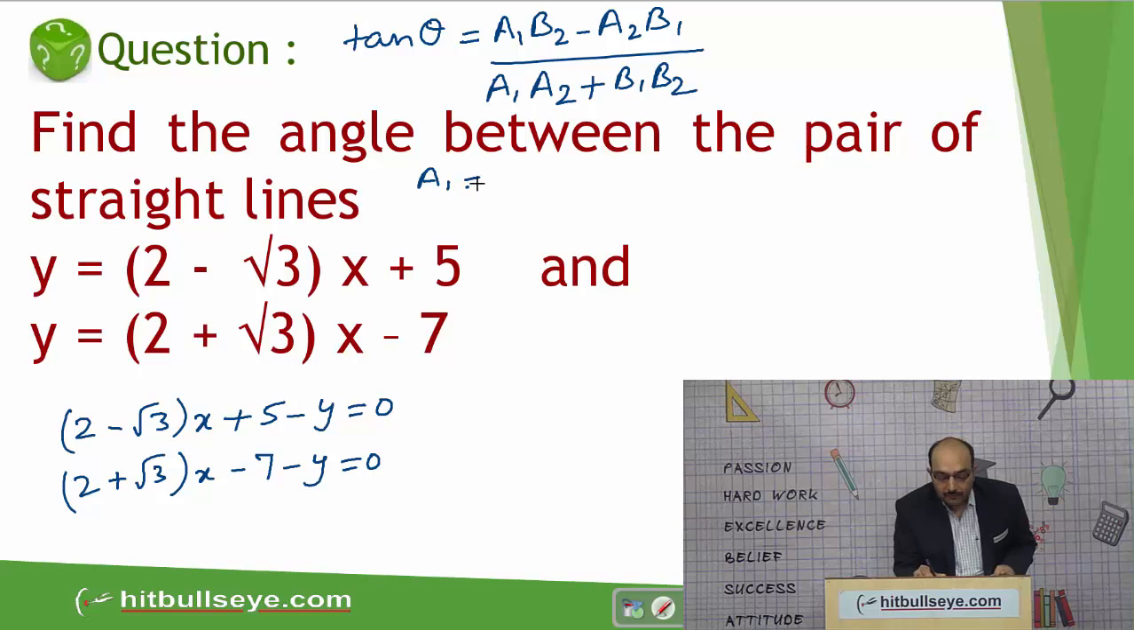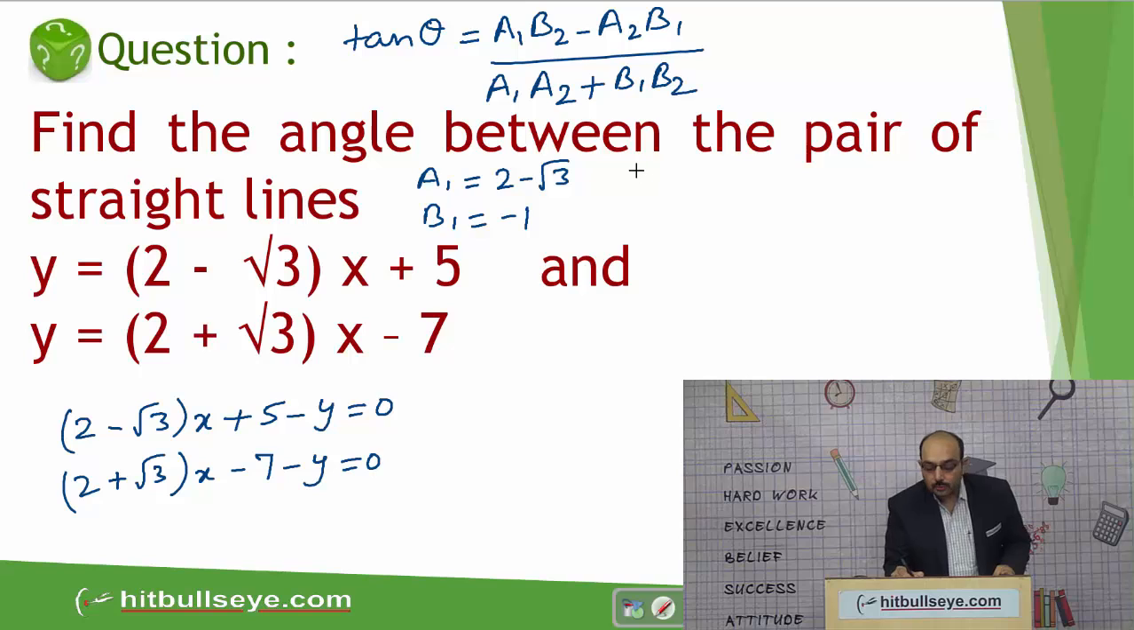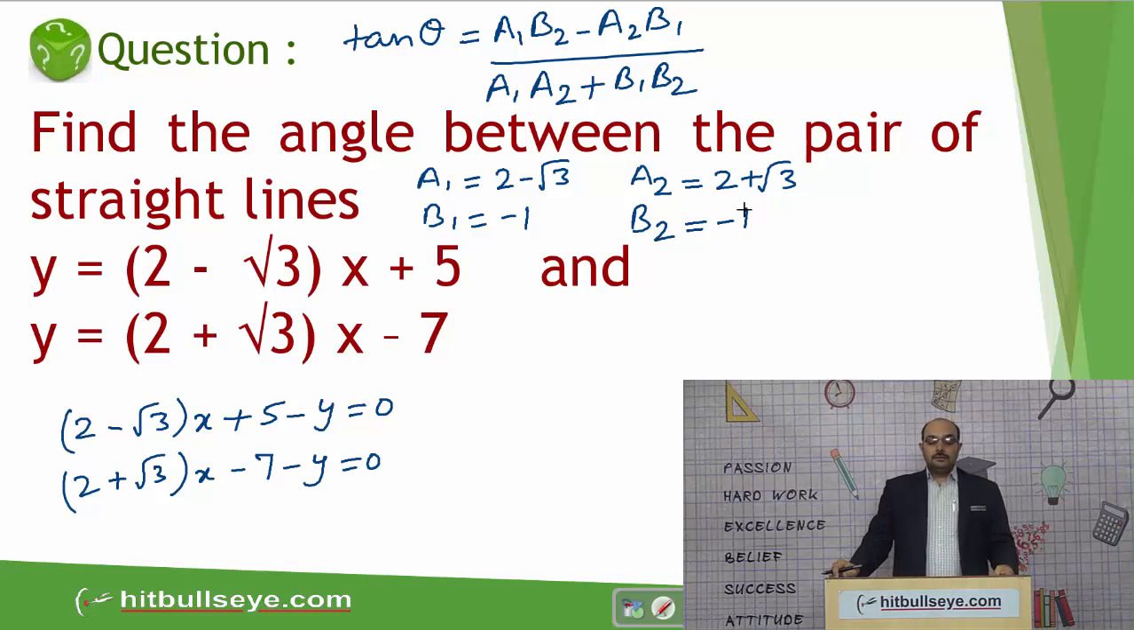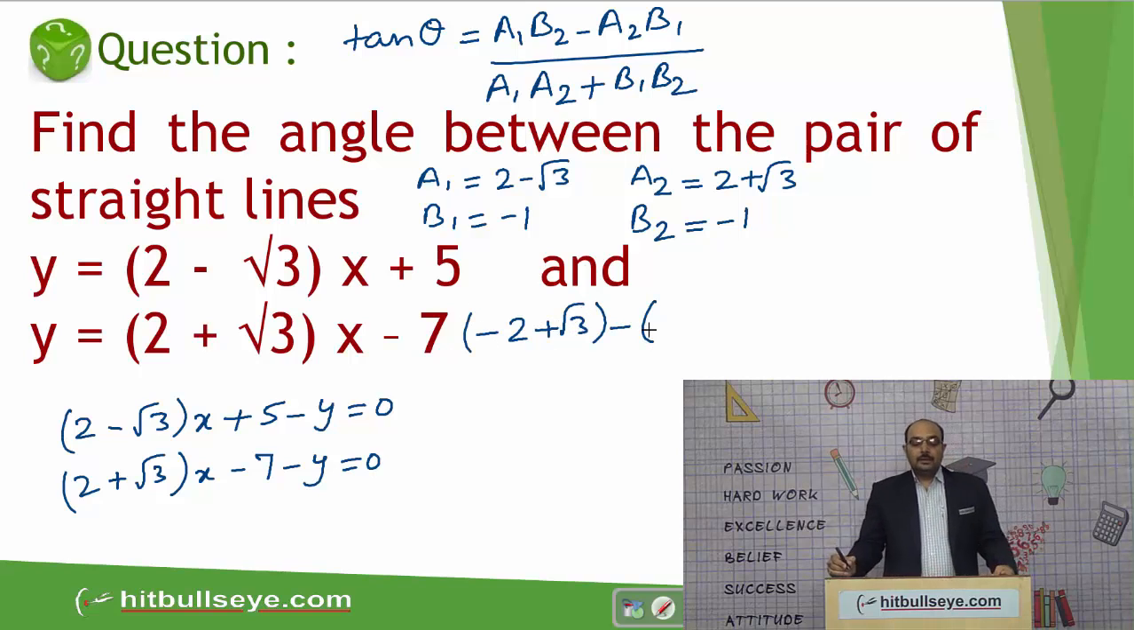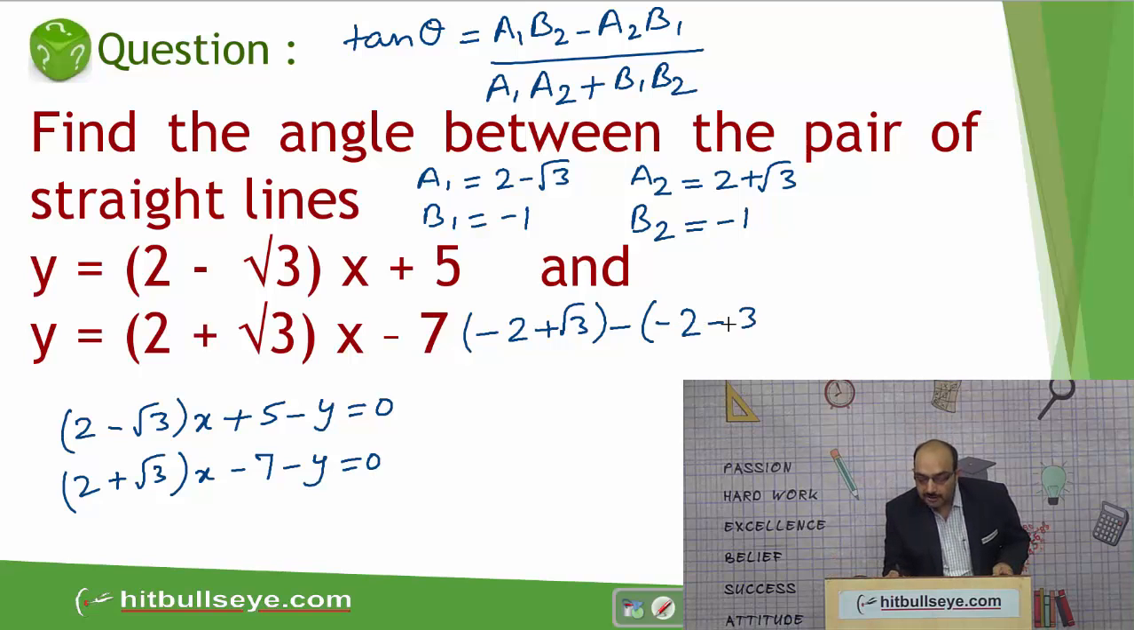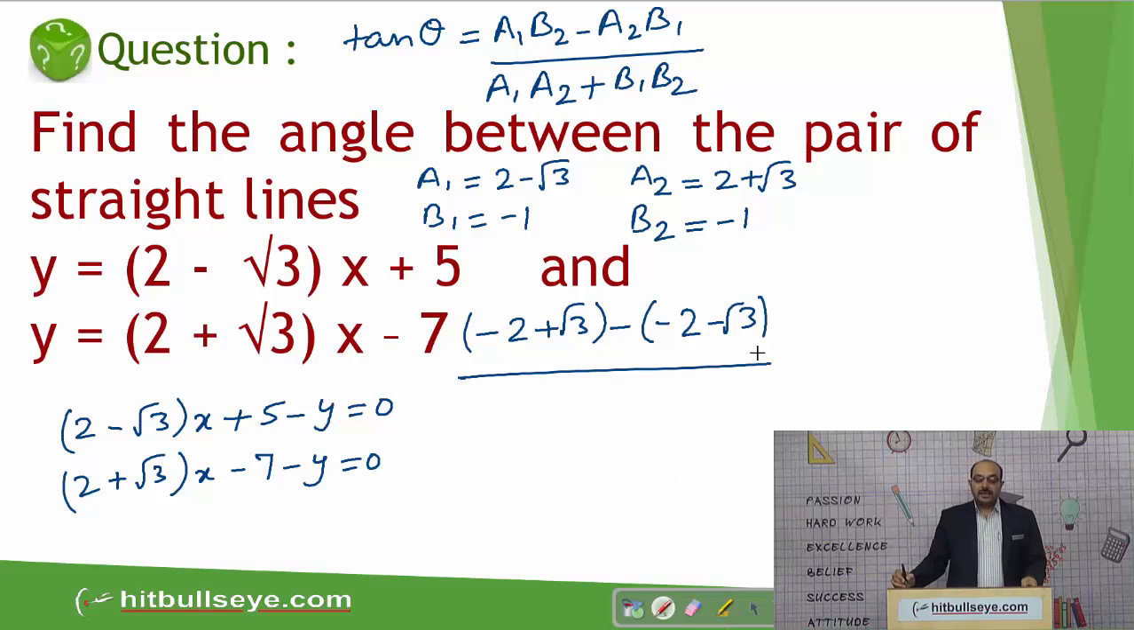So a1 would be 2 minus root 3, b1 would be minus 1, a2 would be 2 plus root 3, b2 is also just like b1, this is also equal to minus 1. Now let's put the values in the formula. So we have a1 into b2 gives us minus 2 plus root 3 minus a2 into b1 is minus 2 minus root 3 upon a1 a2.